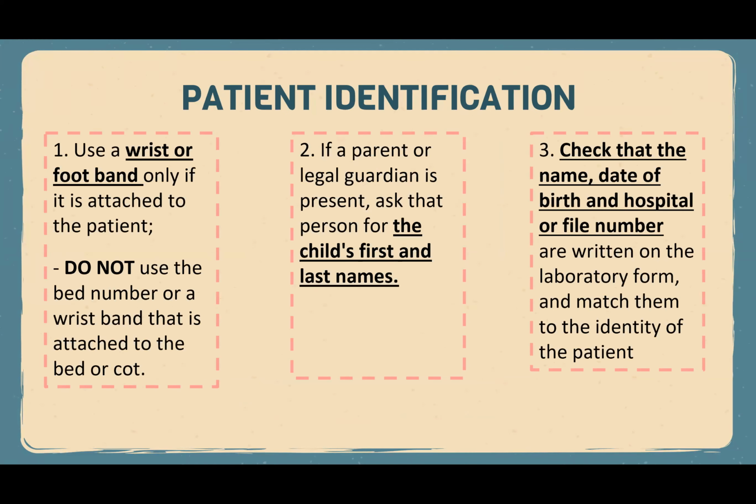Before we do any procedure, we need to identify our patient. We can use the wrist or foot band only if it is attached to the patient, and do not use the bed number or a wristband that is attached to the bed or cot of the patient. If the parents or legal guardian are present, we can ask them for the child's first name and last name. Lastly, we need to check that the name, date of birth, and hospital or file number written on the laboratory form match the identity of the patient.